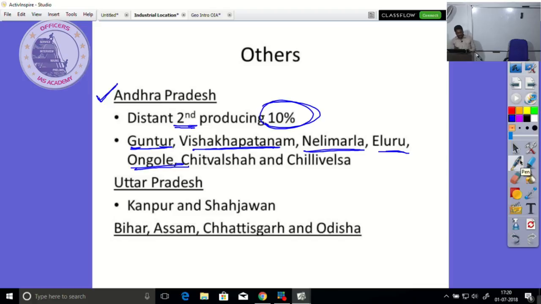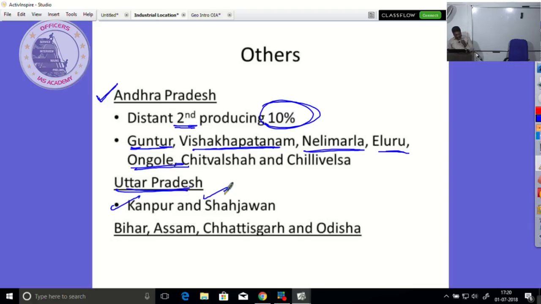Right, sir. Other places, the same places we have taken for textiles, here also it holds good: Kanpur and Shahjahanpur. Apart from Uttar Pradesh and Andhra Pradesh, the other states where we have such production are almost all extensions, places which are very, very near to West Bengal: Bihar, Assam, Chhattisgarh and even parts of Orissa.